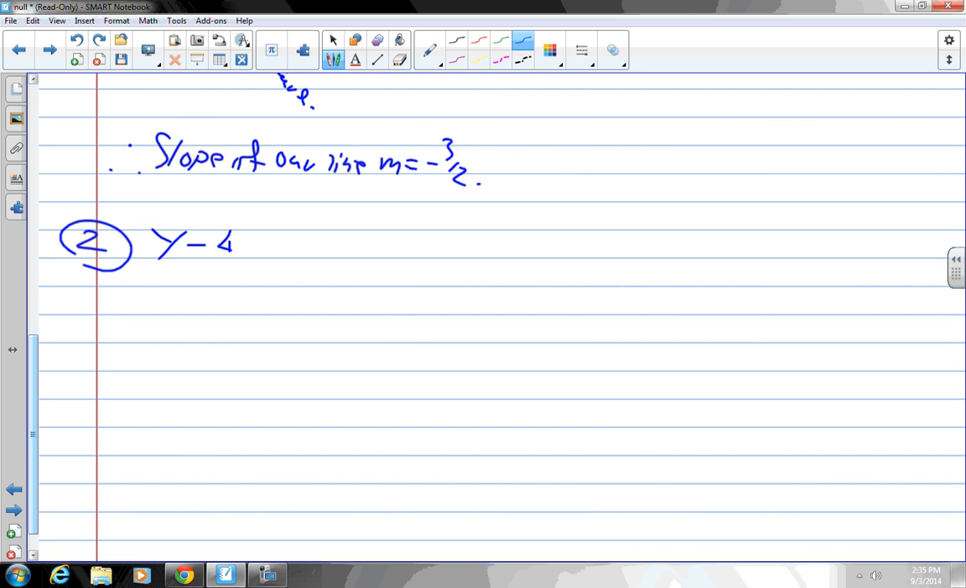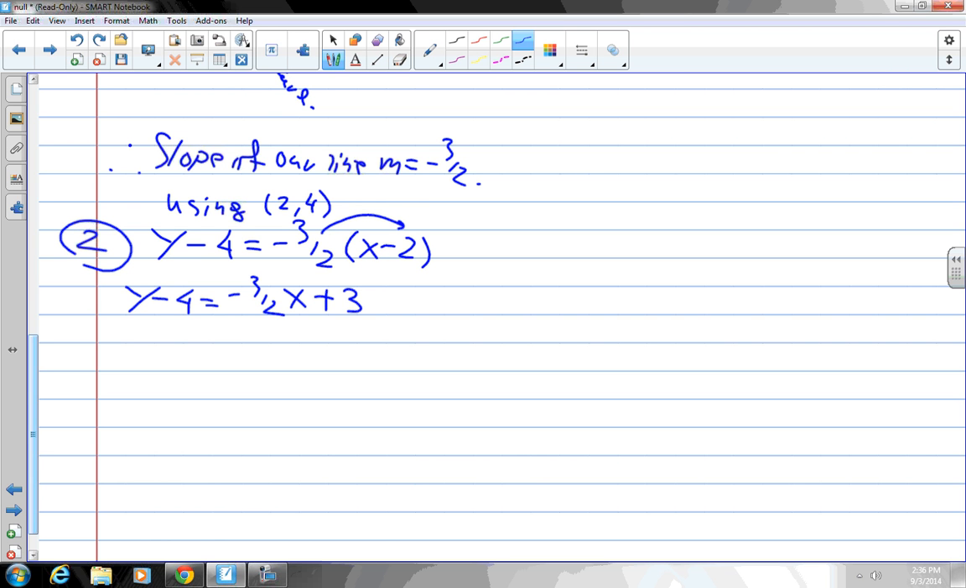So I can go y minus 4 equals -3/2 times (x minus 2), using the point (2, 4) and that slope. So now we can do this. y minus 4 equals -3/2 x plus 3. When you multiply -3/2 by -2, the negatives cancel. And finally, plus 4 on both sides. y equals -3/2 x plus 7.